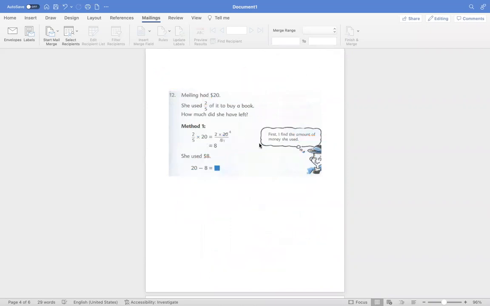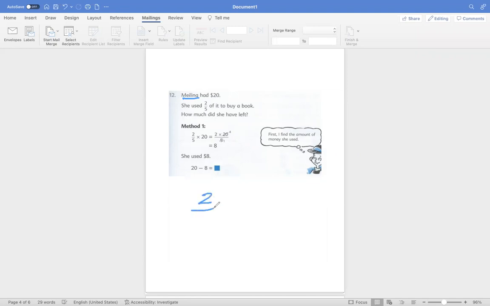So I'm going to clear this off and look at this example here where we see Mylene, however you say her name, it doesn't matter. You can call her anybody. You can say Bethany had $20. She used 2/5 of it to buy a book. How much did she have left? Well, there's 3 ways I can solve this problem.